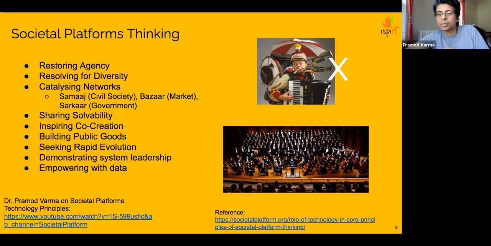So orchestrating requires this picture: you are not playing everything, you are orchestrating, you are the conductor. It requires system thinking, system leadership thinking, that you are actually working for everybody else, right? And empowering ecosystem actors with data, getting all the data so that they can make their own evolution, their own improvements in the system. Next slide, please. And hence, who are we?